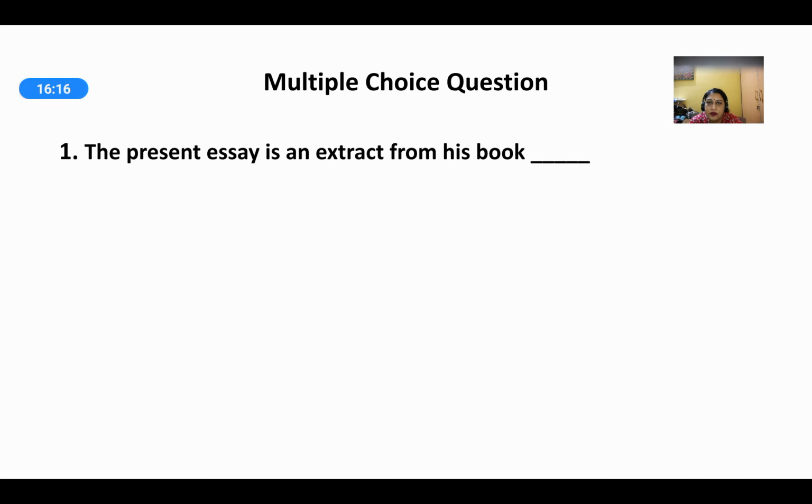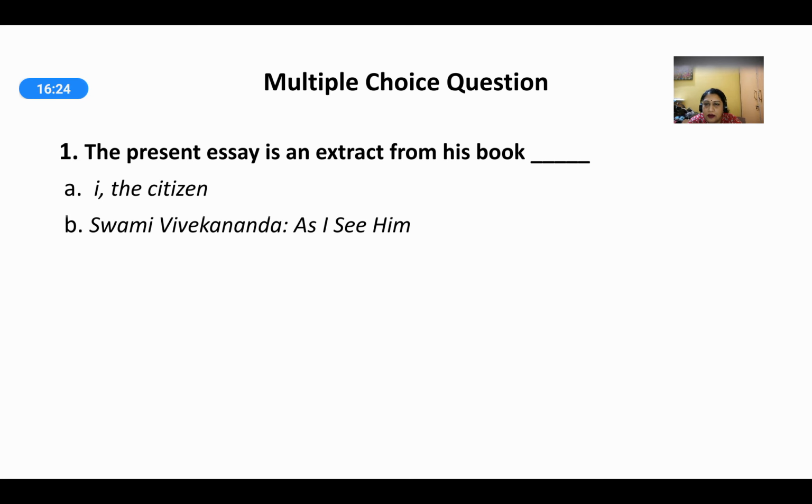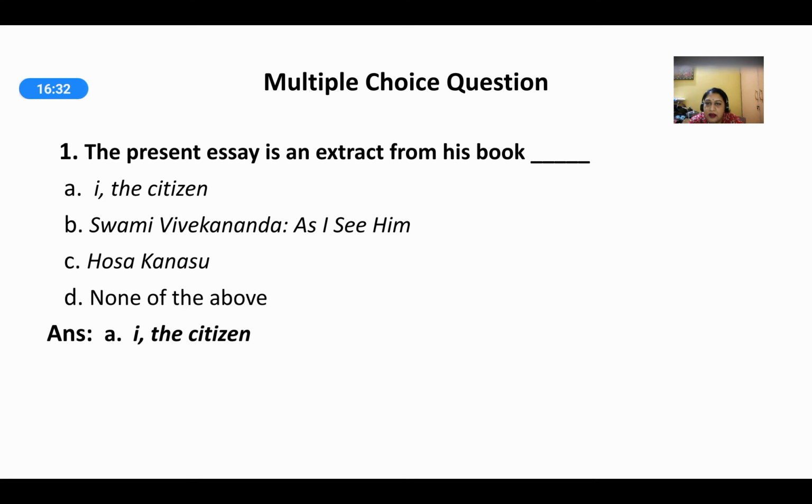Multiple choice questions. Let us try to assess ourselves through these multiple choice questions. First question: the present essay is an extract from his book. The options provided are: I, the Citizen; Swami Vivekananda as I See Him; Hosa Kanasu; or none of the above. And by now we are familiar with the answer. The present essay is an extract from his book, answer A, I, the Citizen.